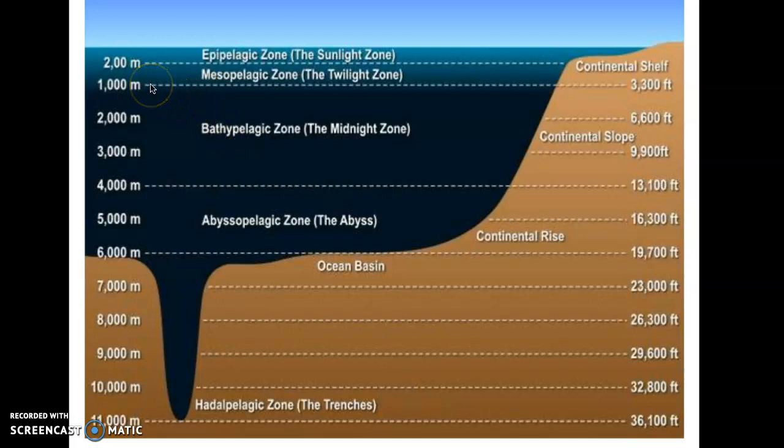between about 1,000 meters to 4,000 meters. And then once we hit 4,000 meters, we meet the abyssal zone, which goes all the way down. And then if we happen to have a trench, we call that hadopelagic. I will not ask you to memorize these words. As you can see, I did not memorize those words, but the three bolded words on your notes, you are expected to know, define, and understand the type of life and the sunlight that is found there.